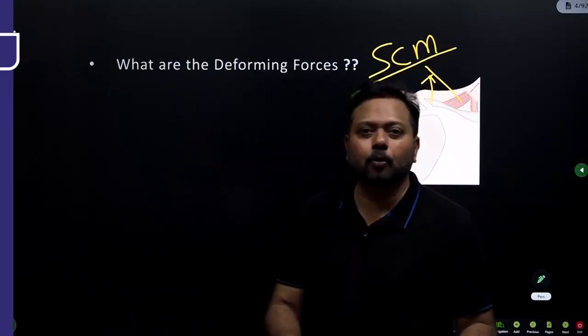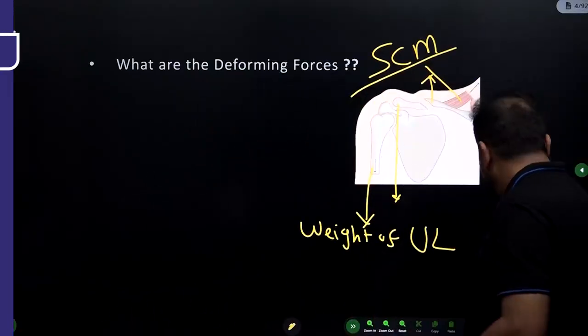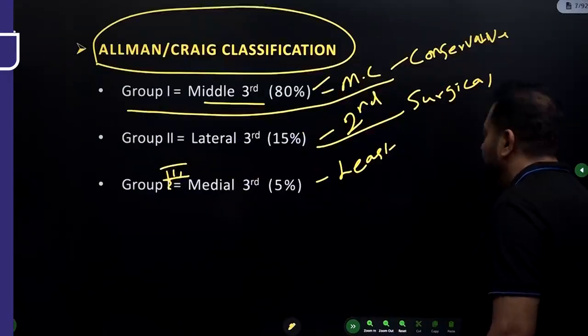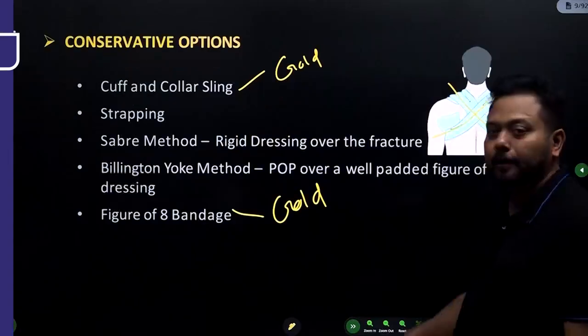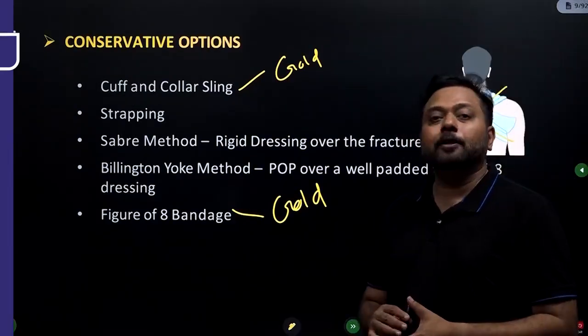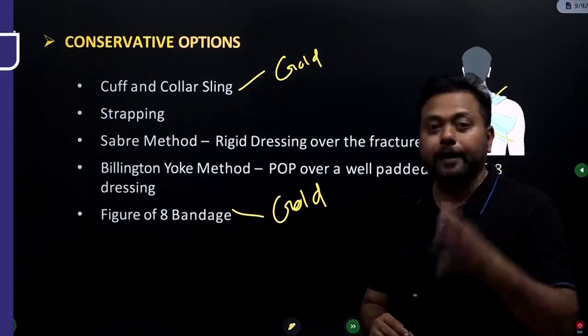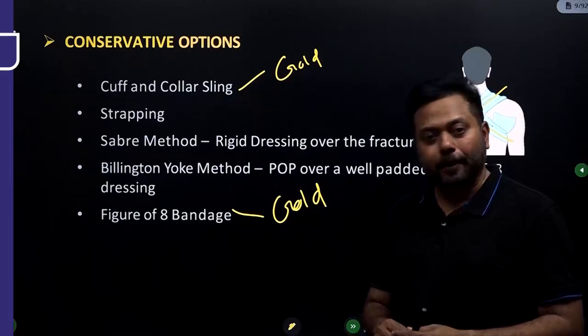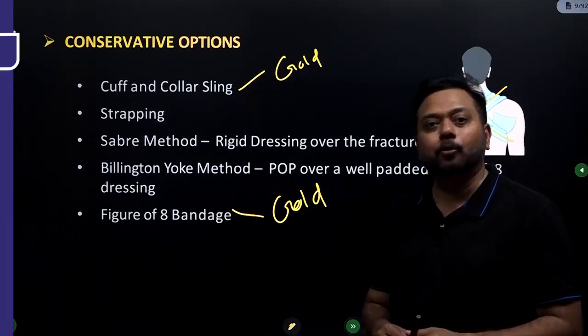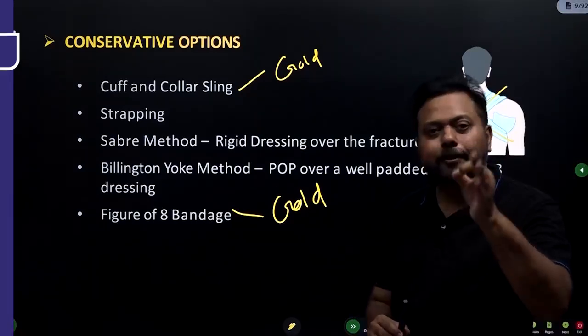Since it's a membranous bone, it will heal quickly. Okay, it will heal quickly within 6 weeks. Fracture clavicle automatically will heal. That is why the management of choice for fracture clavicle, mostly 90%, is conservative. If it is middle third, Allman and Craig's Type 1, it is conservative. And what is the conservative management we do? Cuff and collar sling with figure of 8 bandage.